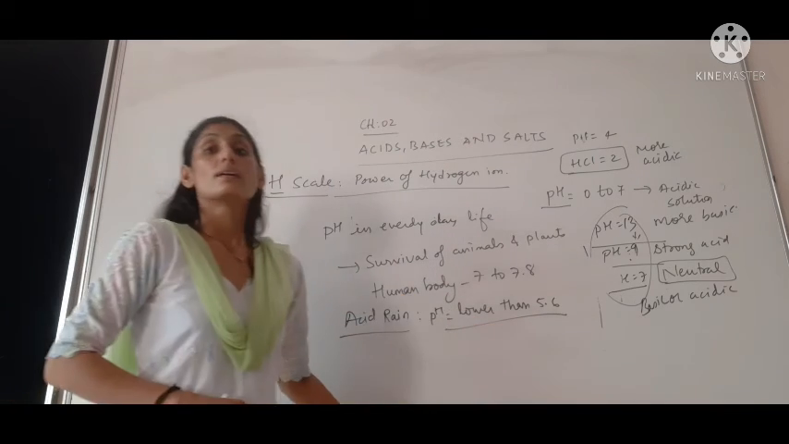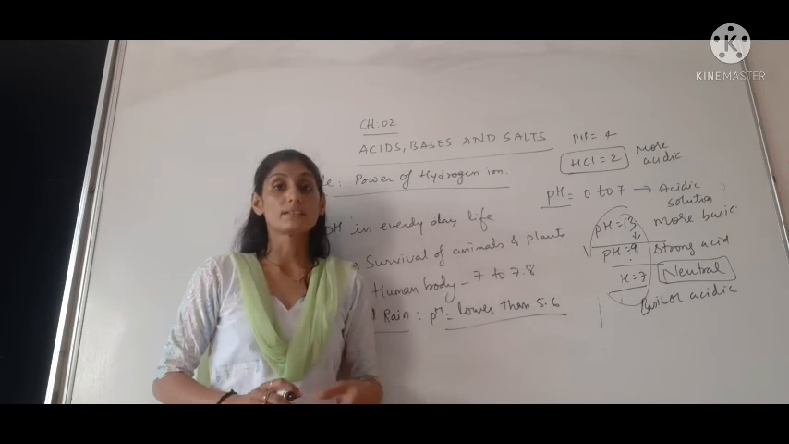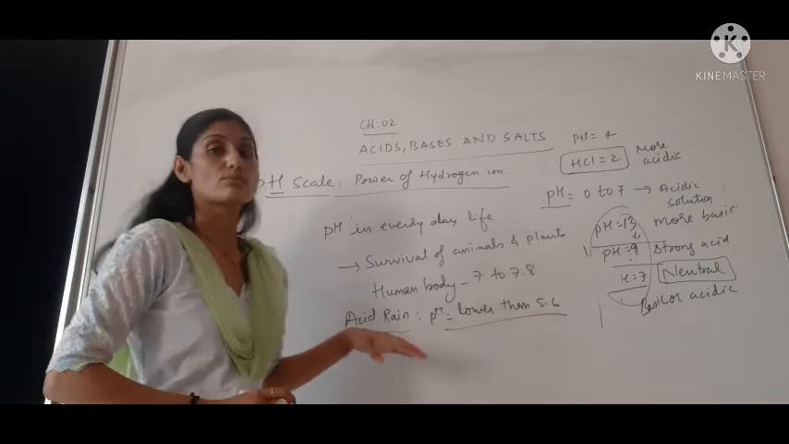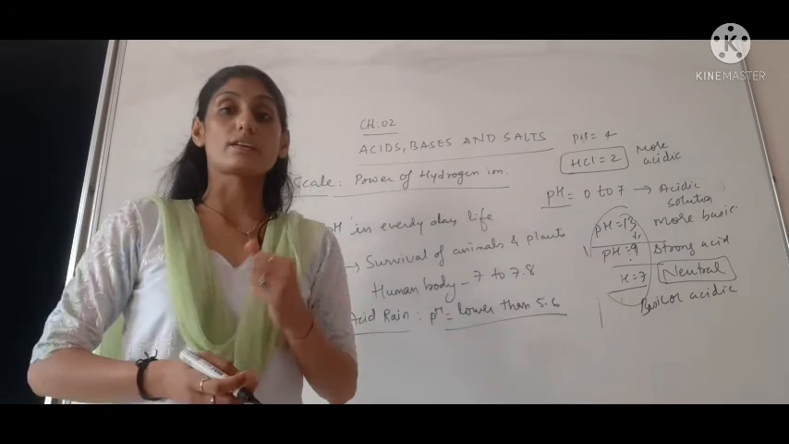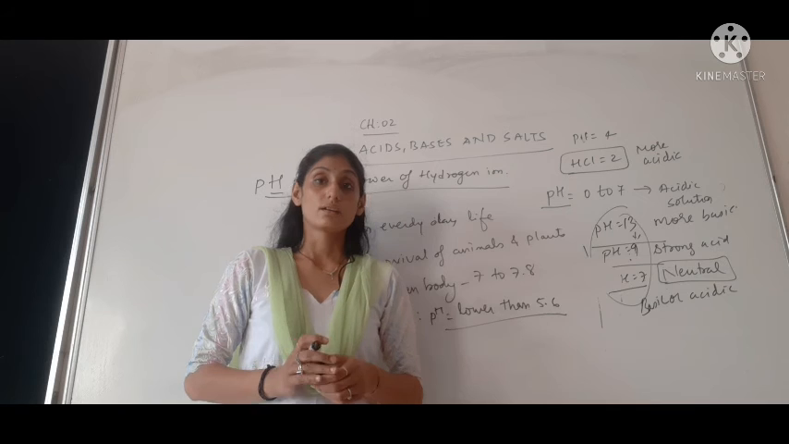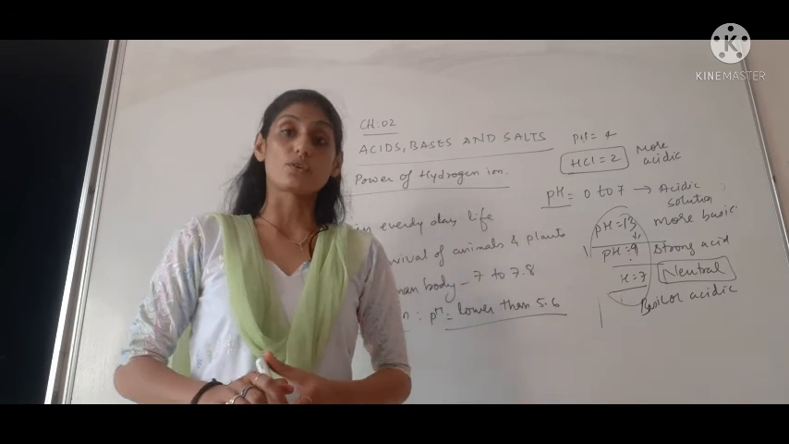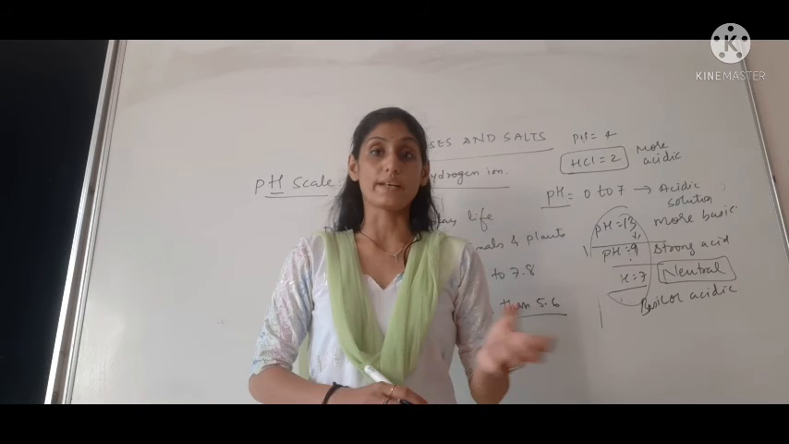So they may die within a while when acid rain mixes with the aquatic life. So that is about the survival of animals and plants. Now soil. When we talk about soil, fertility of soil is very important to grow any of the plants.